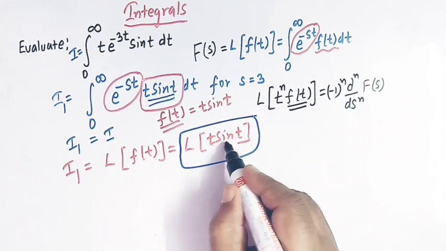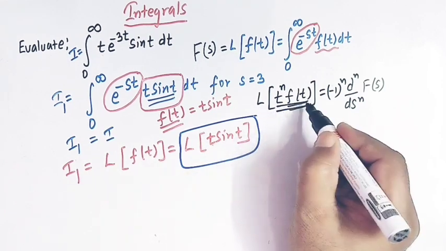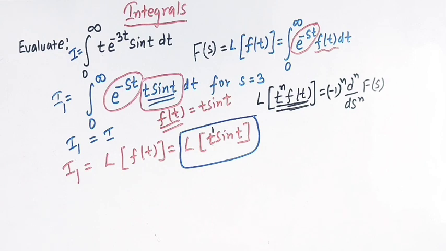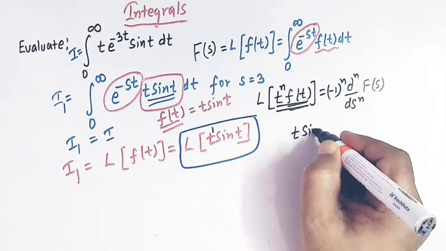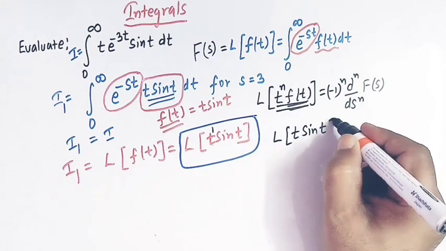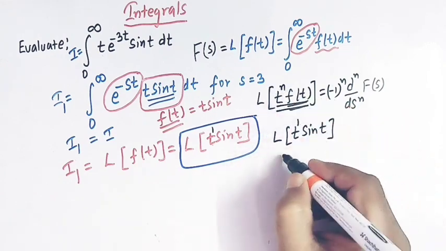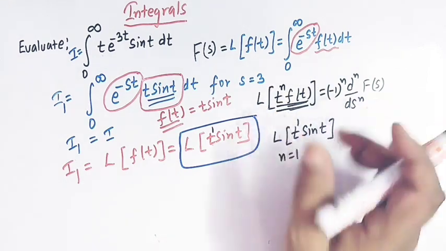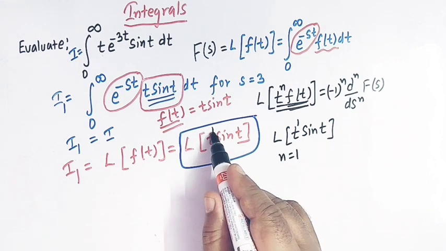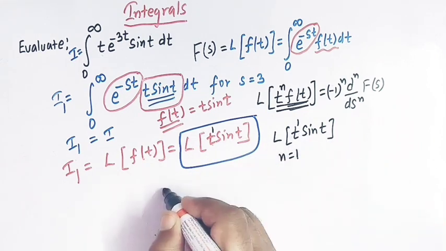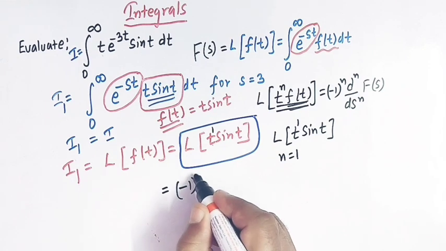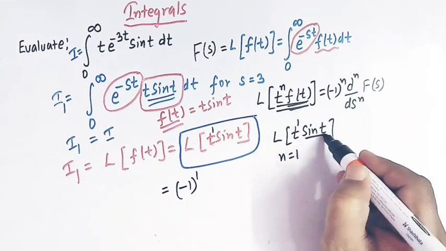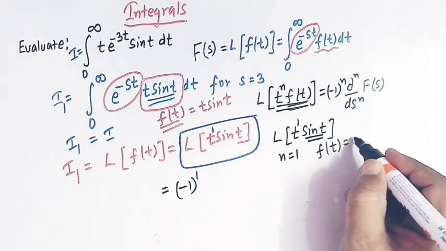So if we compare t sine t with this one, then we can see that the value of n is equal to 1, right? Because here we have t sine t, and the value of n is equal to 1. So if we apply this property to this function t raised to 1 sine of t, then we can write minus 1 raised to 1. Here we have n equal to 1, and f of t is equal to sine of t.